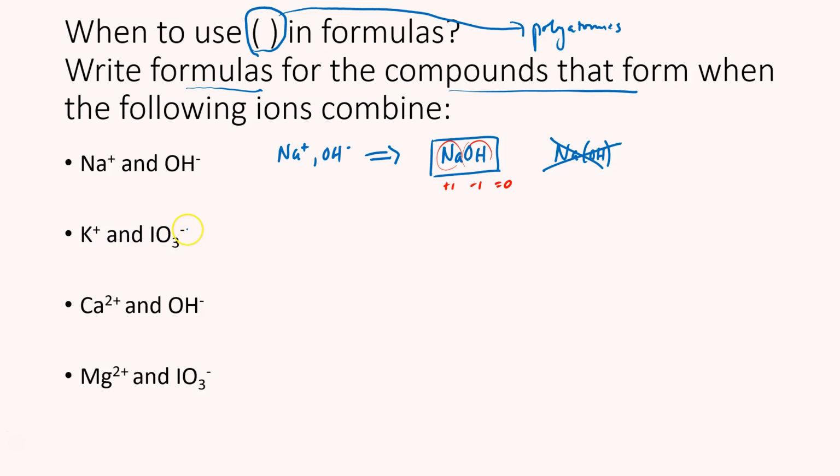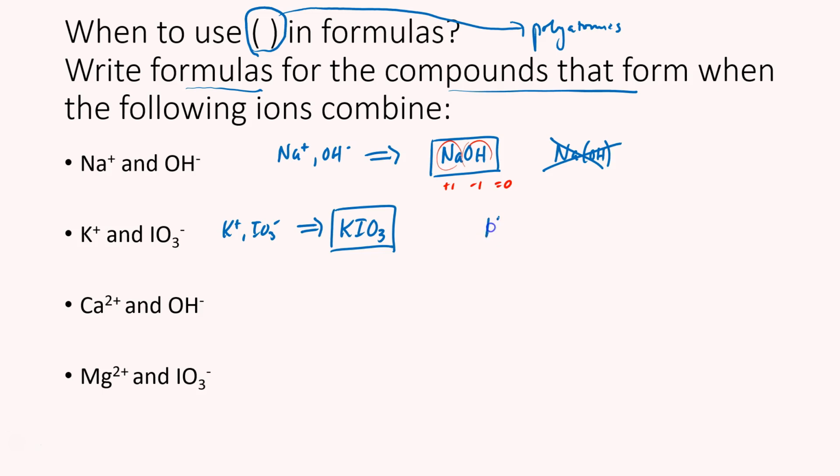Let's try this one. We're combining potassium and iodate. Again, this is very similar to the previous one. Potassium has a +1, iodate has a -1. If I have one of each, KIO3, potassium iodate, I'm going to have a compound with an overall neutral charge.